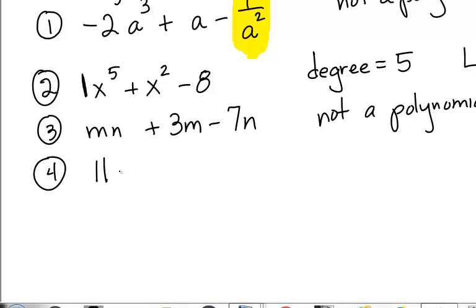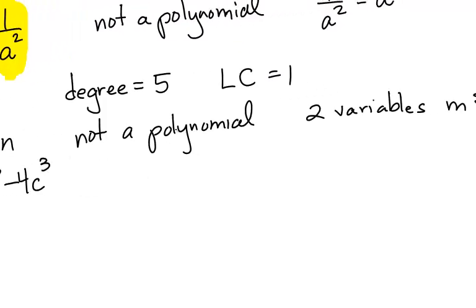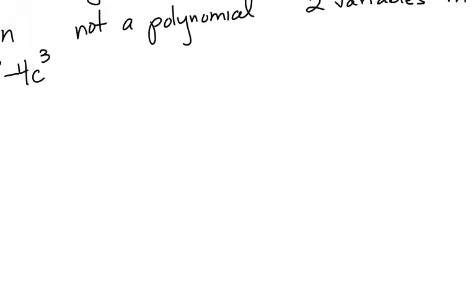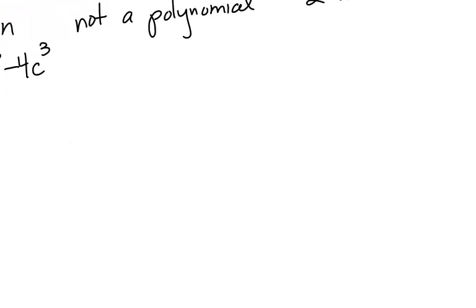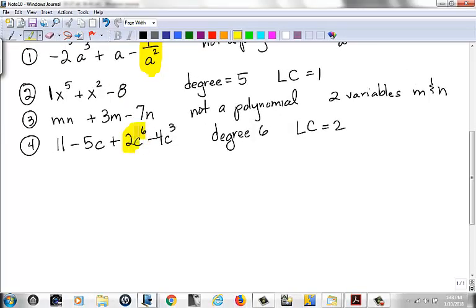Fourth example, 11 minus 5c plus 2c to the 6th minus 4c to the 3rd. Yes. Degree. Yep, the highest exponent is a 6. And the LC, leading coefficient, is 2. Okay, it comes from this term. You look for the highest exponent on a polynomial.